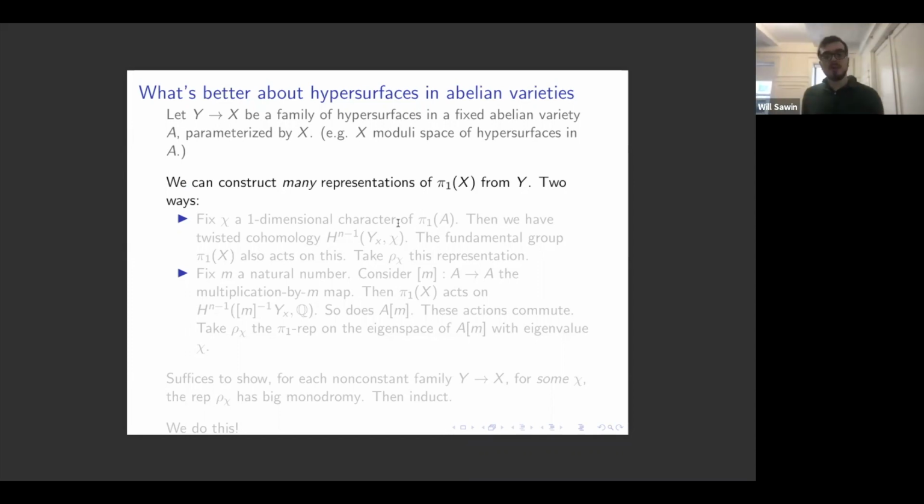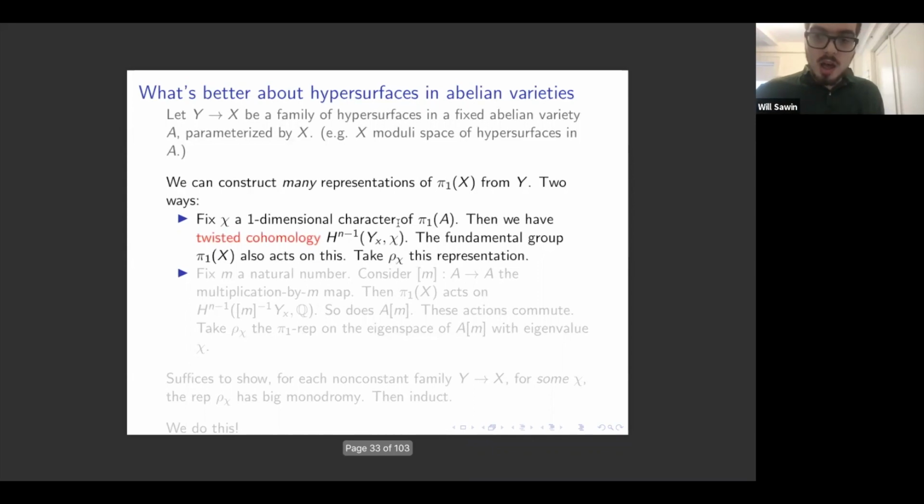And so because these are so important, I'm going to explain the construction of them in two different ways. So the first way will be more abstract, and the second will be more concrete. So if we have a character chi of the fundamental group of A, we can take the twisted cohomology groups of the fiber with coefficients in the local system chi, or twisted by chi. And the fundamental group of X will act on this for the same reason it acts on the usual cohomology. You can flow these twisted cocycles around from one fiber to the next. And we'll let this representation be rho_chi.